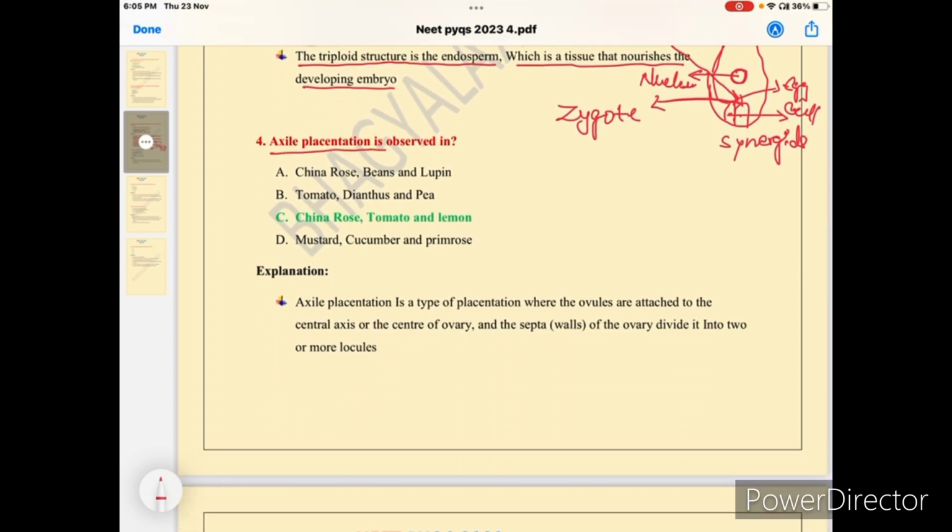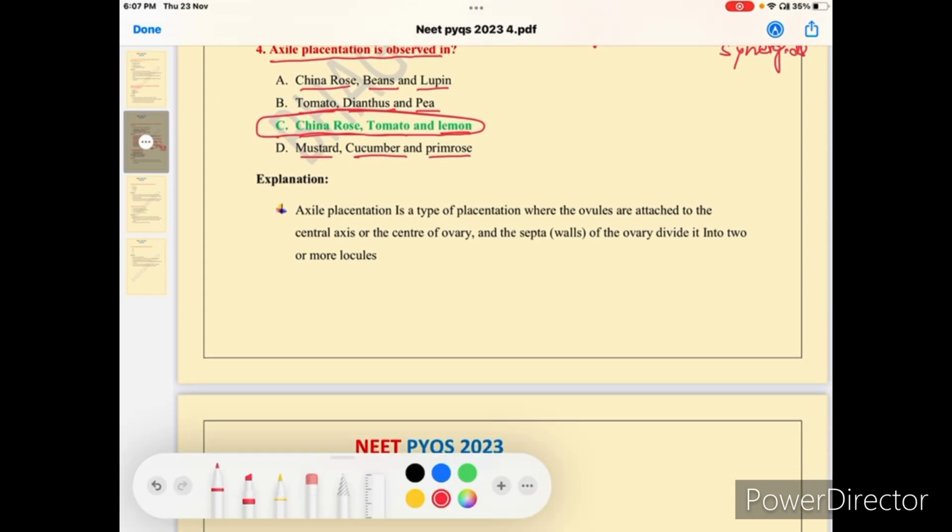Axial placentation is observed in: option A, China rose and lupin; option B, tomato, dianthus and pea; option C, China rose, tomato and lemon; option D, mustard, cucumber and primrose. Let us see the answer. Answer is China rose, tomato and lemon. Let us see the explanation.